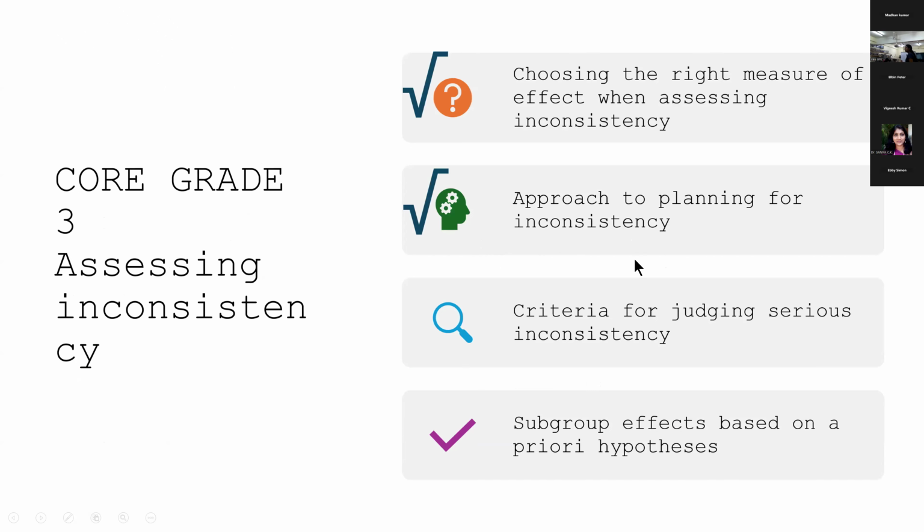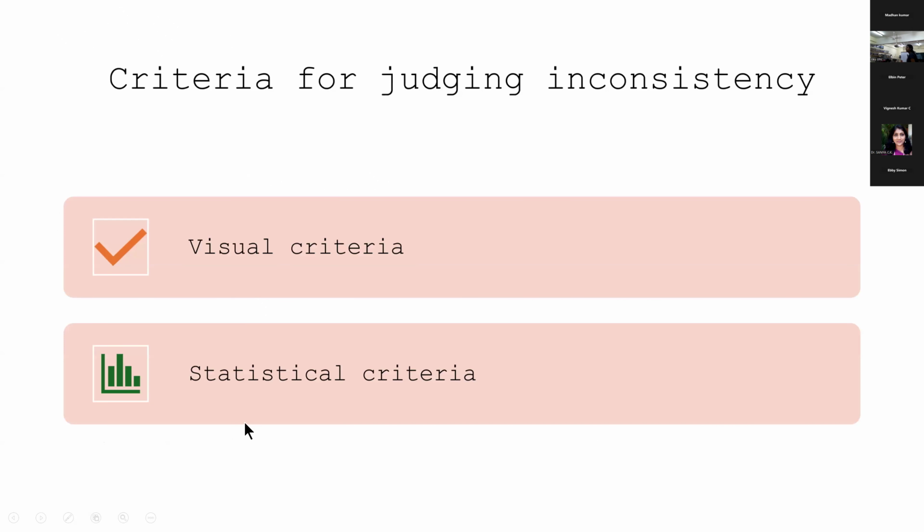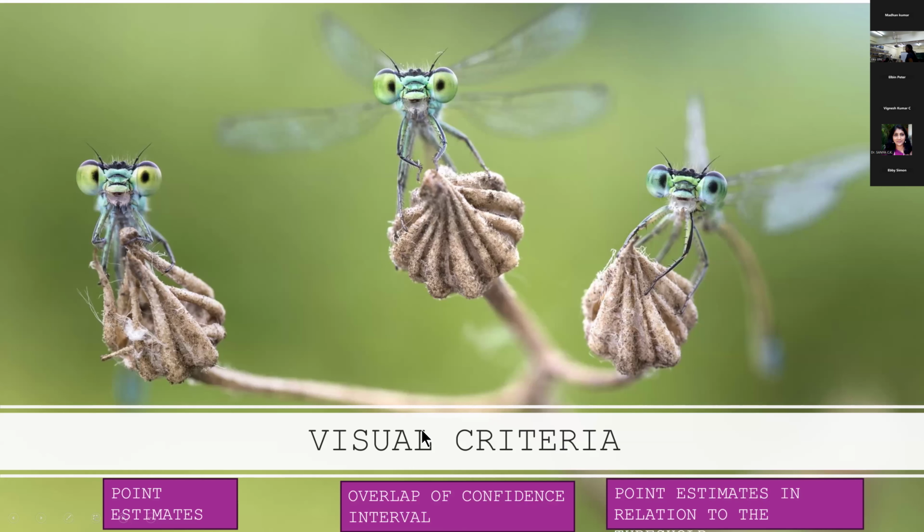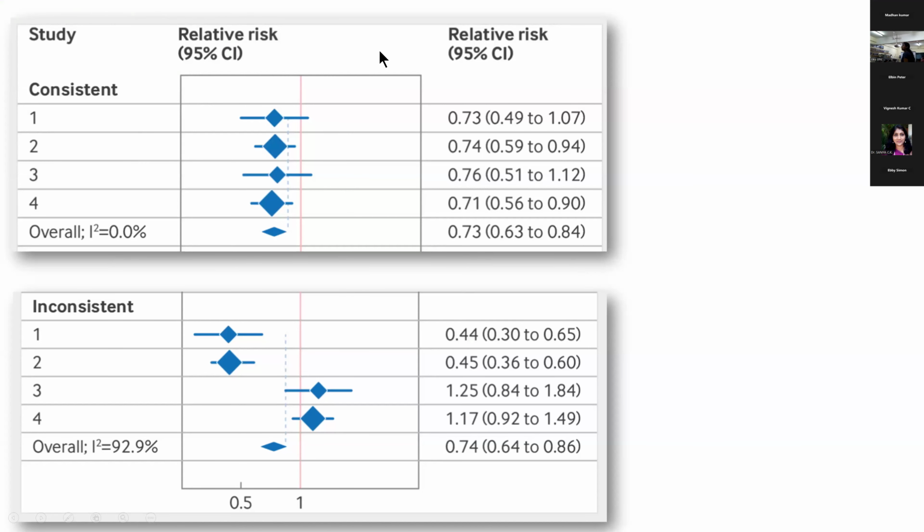So now we've covered the approach to planning for inconsistency. Now let's look at the criteria for judging serious inconsistency. So there are two types. You either have the visual criteria or you have the statistical criteria. For visual criteria, there are three methods. One is you look at the point estimates of individual studies. The second is you look at the overlap of the confidence intervals of the individual studies. And third is you look at the point estimates in relation to your hypothesis, either the null hypothesis or the MID. Let's look at the top study. Do you think the study is inconsistent or consistent?